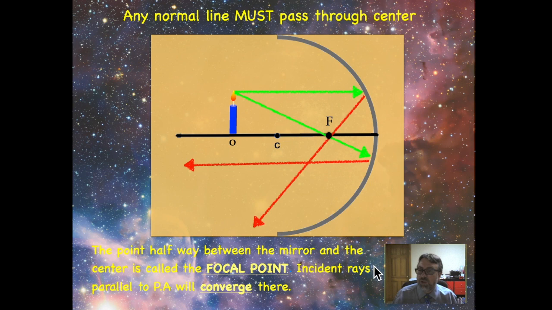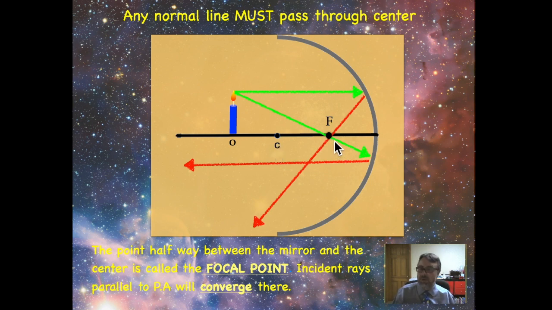This point is known as the focal point. The focal point is the halfway point between the mirror and the center. And it represents the point where any ray that's parallel to the principal axis will converge. You can also see that the focal distance has to be equal to half the radius of the sphere, since it's halfway between the center of the sphere and the edge of the sphere.